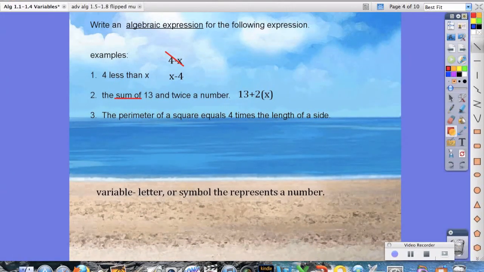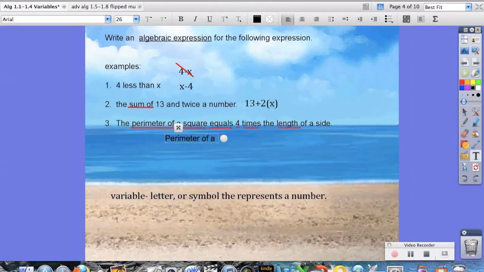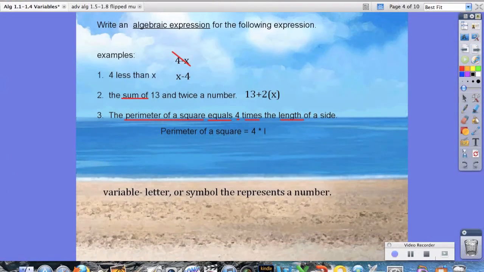Now, because this is a longer sentence, we're going to do some underlining just to see if we can make this easier. So it says perimeter of a square, and it says equals 4 times the length. So translating this, perimeter of a square equals 4 times the length of a side. And that's how we would write our algebraic expression.